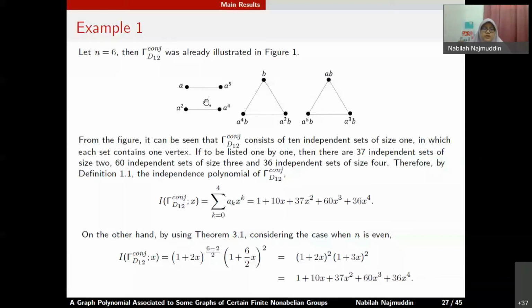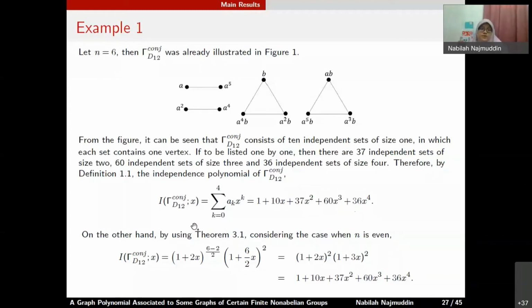And by definition, since we know the independence polynomial is the summation of a_k x^k, we obtain this. We read this as 1 plus 10x plus 37x squared plus 60x cubed plus 36x to the fourth: 10 independent sets of size 1, 37 independent sets of size 2, 60 independent sets of size 3, and 36 independent sets of size 4.